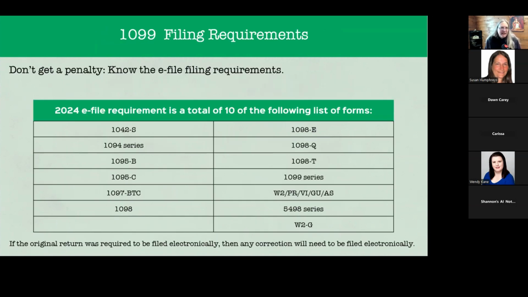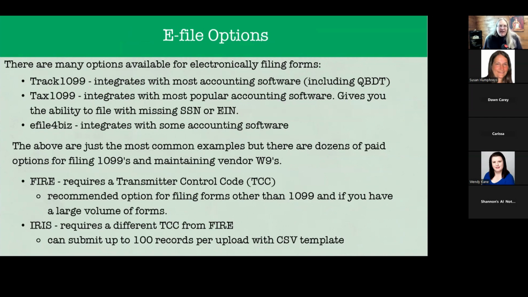Last year, the 1099 e-filing requirements changed. So if there is a total of 10 of any of these forms, it is required that they be filed electronically. If somebody has 8 1099s and 3 W-2s, they're required to file electronically. And there's a lot of different e-file options. The most common are Track1099 and Tax1099. They both integrate with a lot of accounting software.